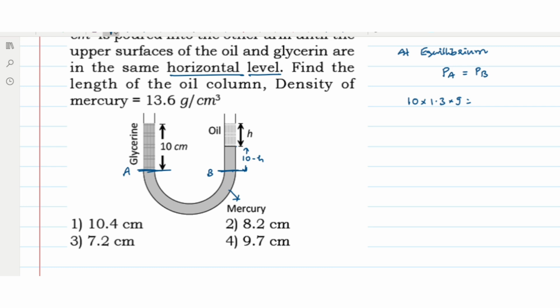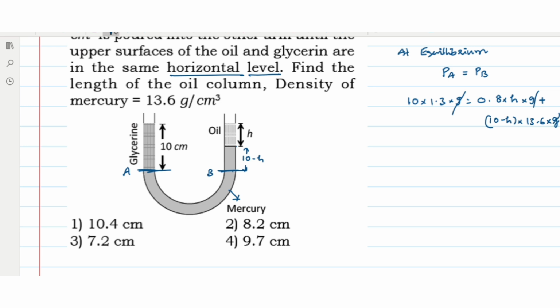First let us talk about the oil. Oil density was given as 0.8, into its height H, into g. Plus, now you can talk about the pressure at the mercury due to this mercury. H in the sense we have to substitute as 10 minus H, into density 13.6, into g. On both sides we have to eliminate the g value.